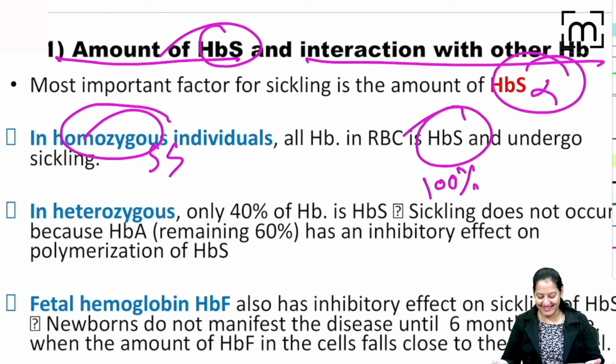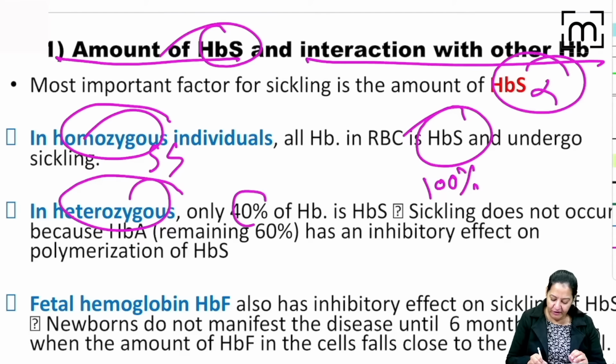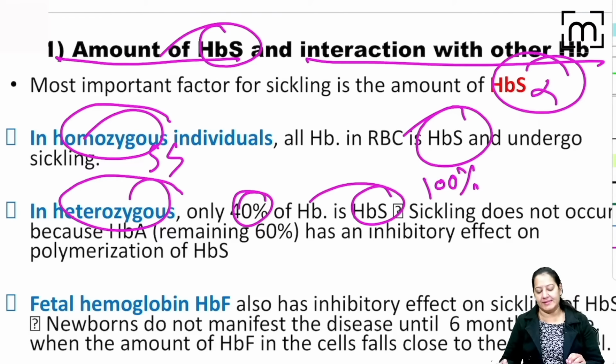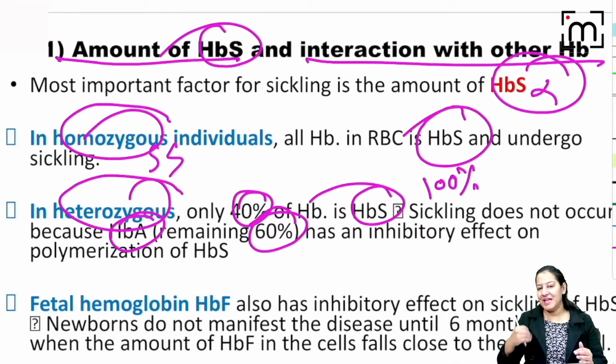We can understand that. But in the heterozygous condition, only 40% of the hemoglobin is hemoglobin S. The remaining 60% of the hemoglobin is hemoglobin A. And hemoglobin A has an inhibitory effect on hemoglobin S. So more is the hemoglobin A, less is the sickling, right? Because here out of 100, only 40% is hemoglobin S. So sickling will be only 40%, not 100%.